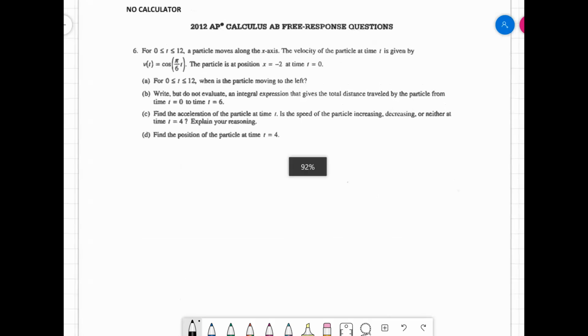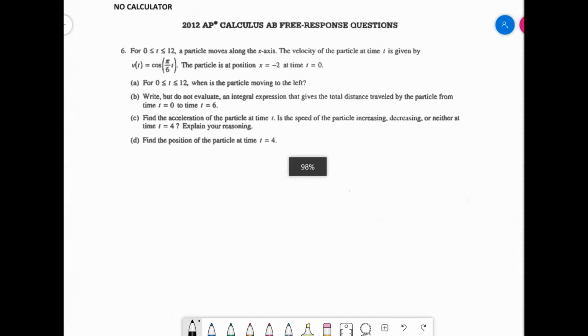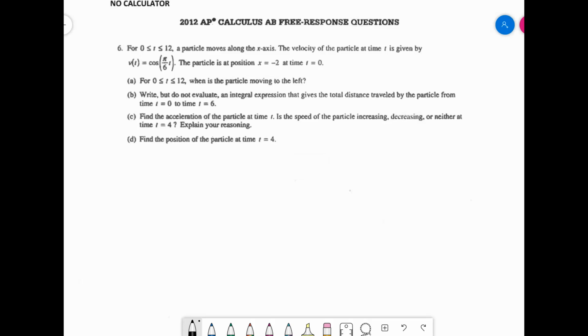All right, so here's question number 6 from 2012. It's a non-calculator question, so this is actually going to review a lot of stuff that I think some of us have forgotten or struggled with. So it's a great opportunity to pay attention and brush up on the things that we struggled with.